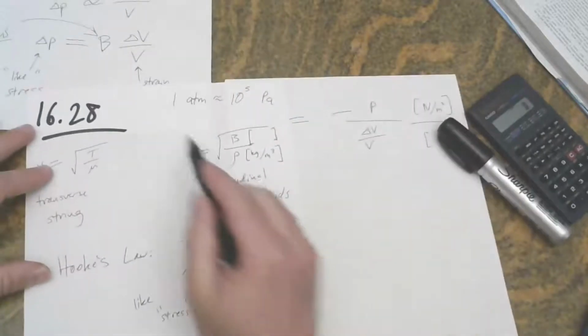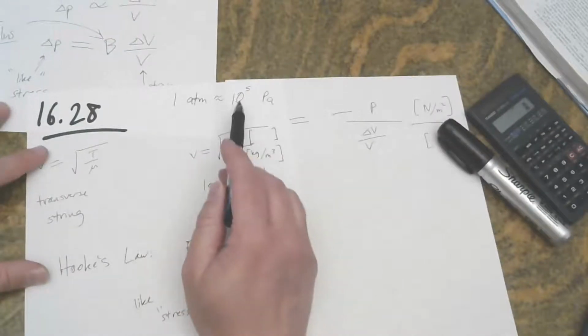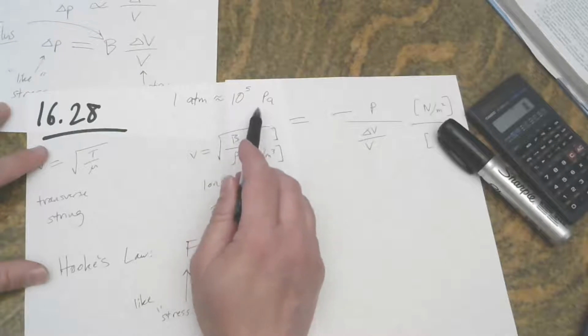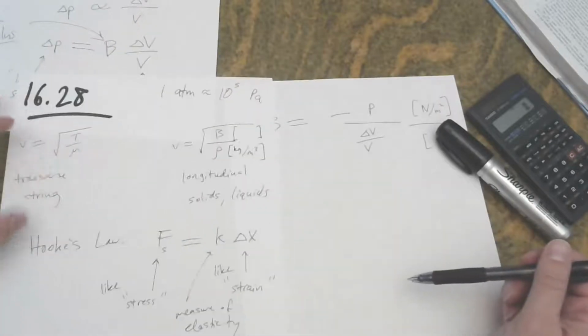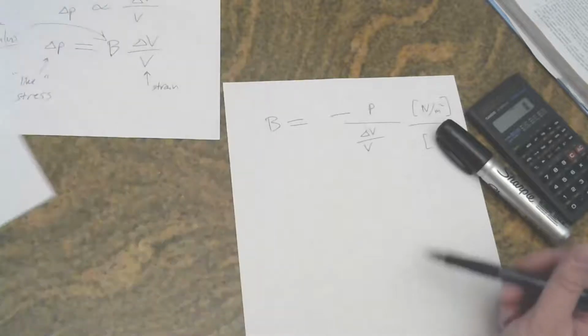For a point of reference, the atmospheric pressure at sea level and regular temperature is 100,000 pascals. So 10 to the fifth pascals roughly is 1 atmosphere. So a pascal is a pretty small unit of pressure.